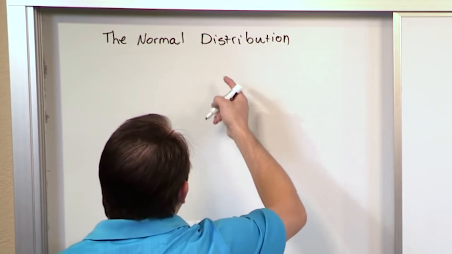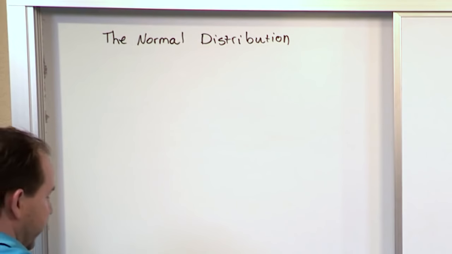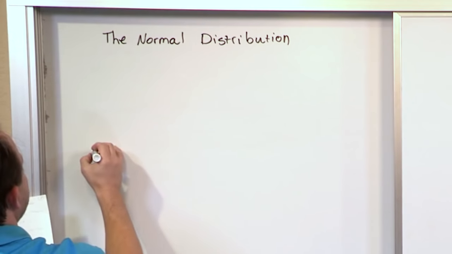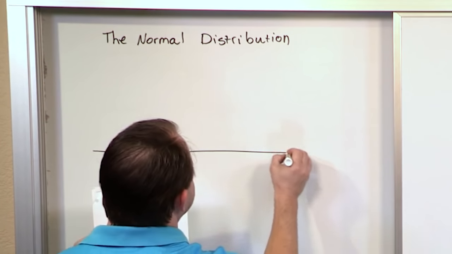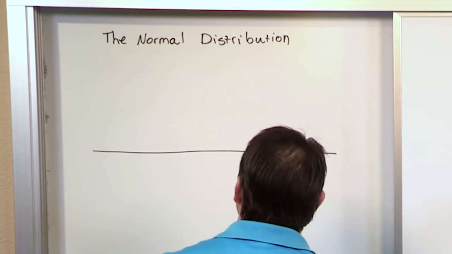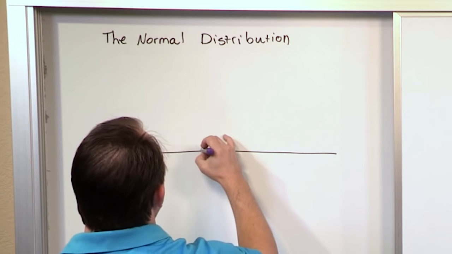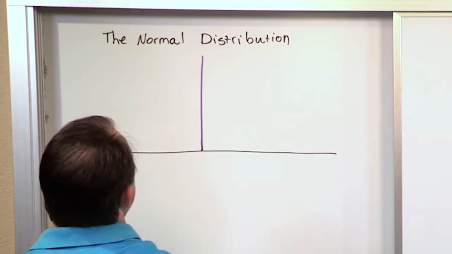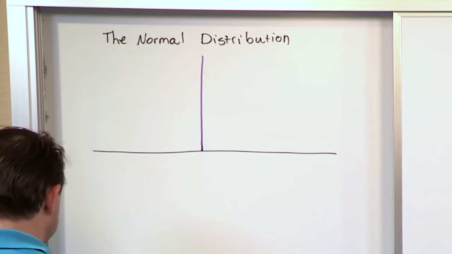And in fact, it's a normal probability distribution, really is what it is. So let's go ahead and draw that. So here we have an axis here. All right. And I will draw a vertical guy here. And I'll do my best to draw, but you know, I'm not a perfect artist here.